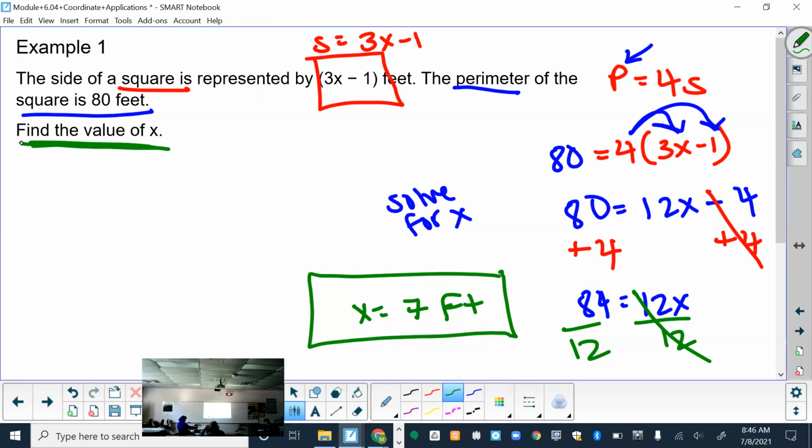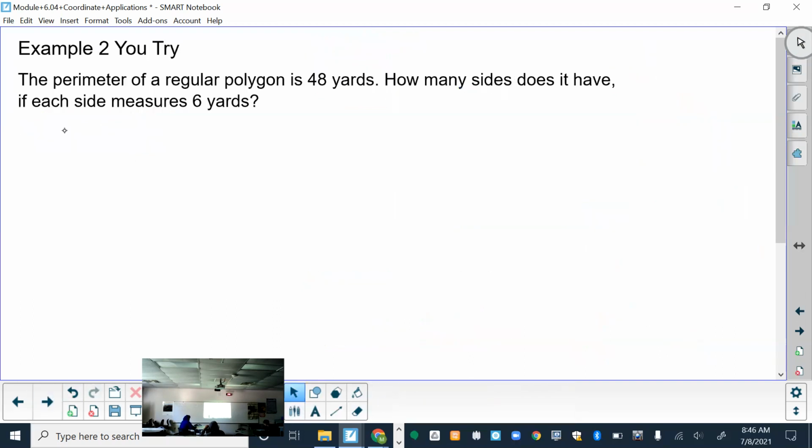All right, example 2 is a you try, but I'll help you set it up. So the perimeter of a regular polygon is 48 yards. How many sides does it have? Each side measures 6 yards. All right, so it doesn't tell us what shape we're working with, but we know that perimeter is all the sides added together, right?